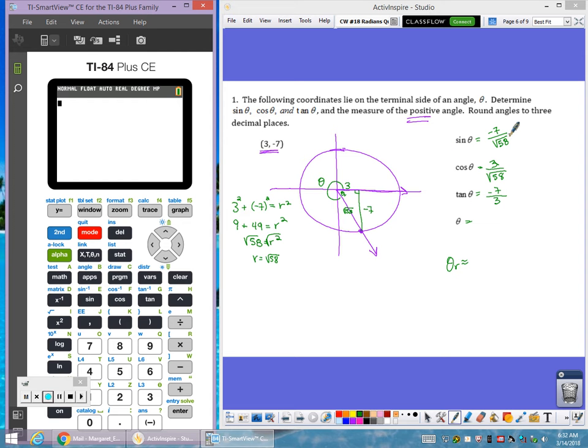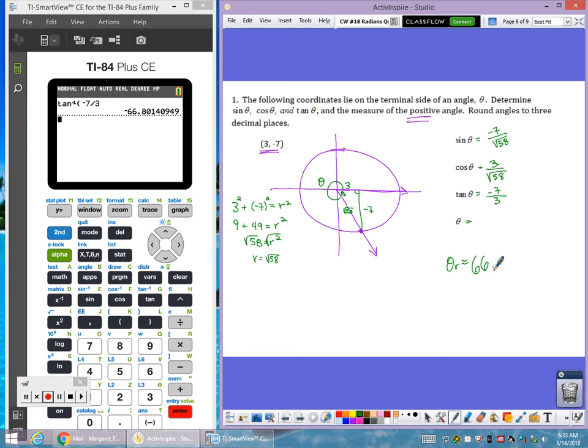Remember, we might get different answers when we use sine and cosine, because cosine inverse exists here on this domain from 0 to 180, whereas sine and tangent inverse exists from -90 to 90. So we need to be careful and think about what the answer is that we're getting and what that means. So let's find our reference angle by going second inverse tan of -7 divided by 3. And we get that. Okay, so we're not ever going to say that our reference angle is negative. We're just going to say 66.801 degrees.